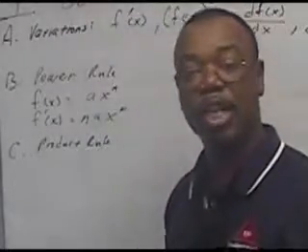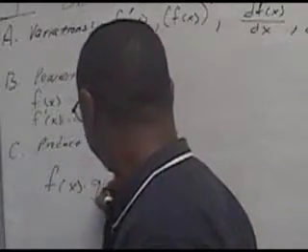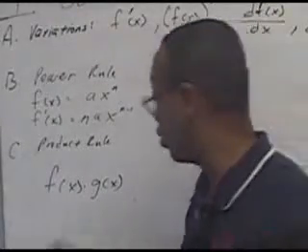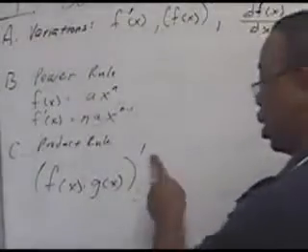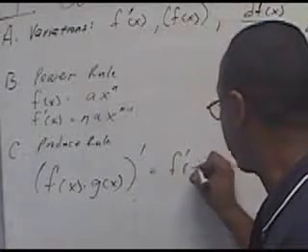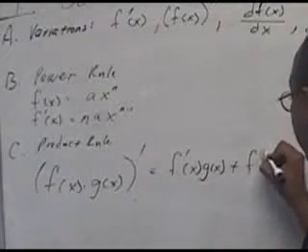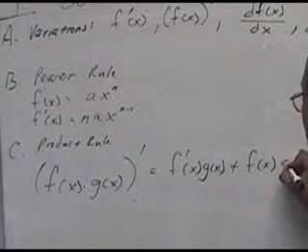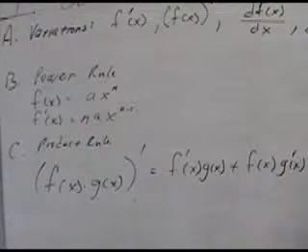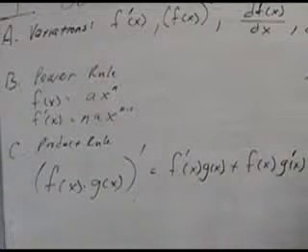The product rule says if you have two functions that are multiplying, and you want to take the derivative of the functions while they're multiplying, then the derivative will be the derivative of the first function times the original second function plus the original first function times the derivative of the second function. This is the product rule for taking the derivative of two functions while they're multiplying.